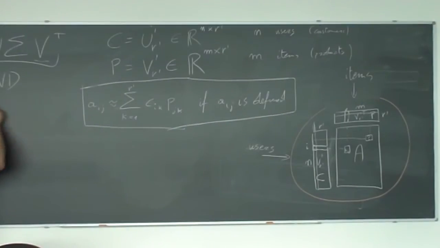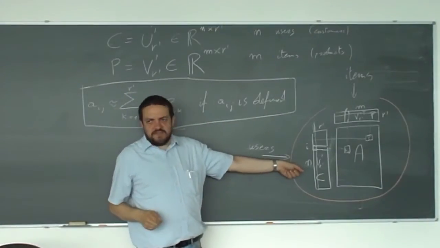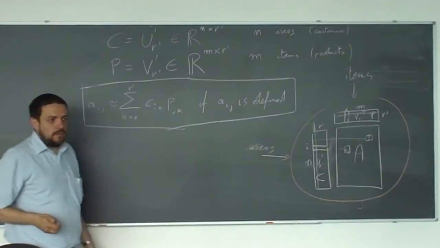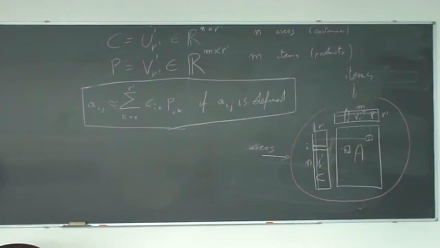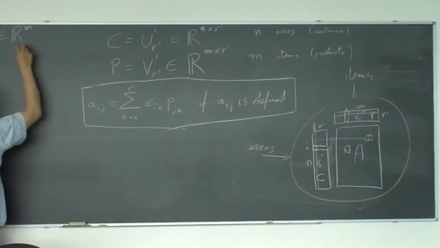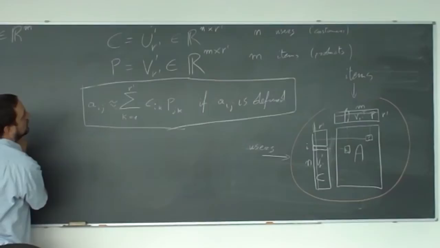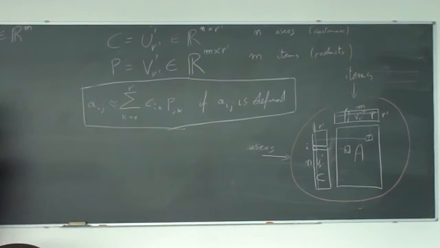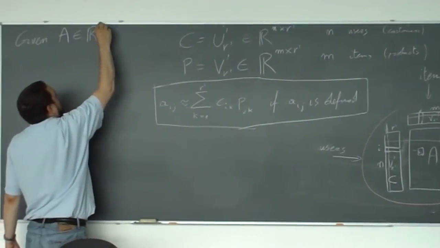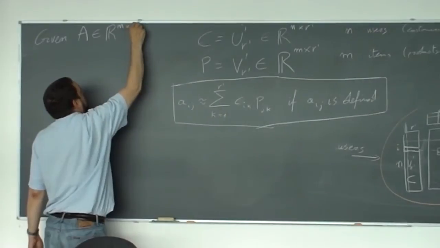So, what I want to do now is forget about the SVD decomposition. I want to get to something similar to latent semantic analysis of the matrix. But all I want to do is, okay, given a matrix A, which is a matrix with n rows and m columns.